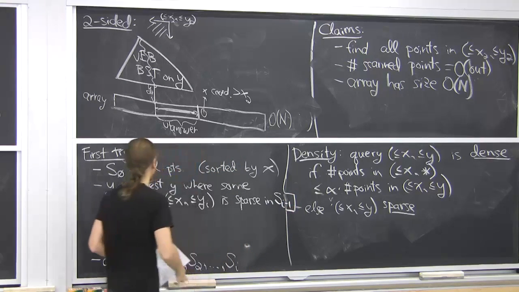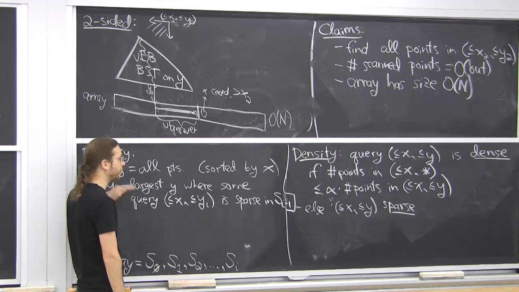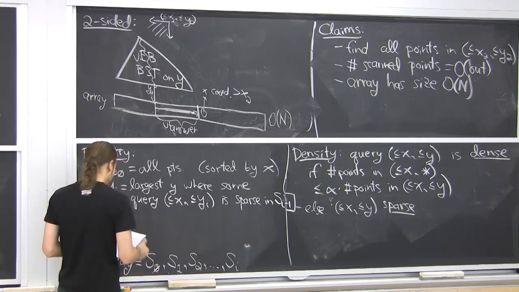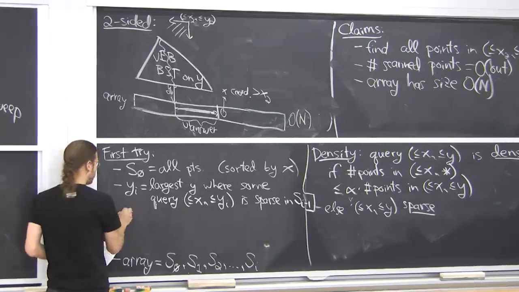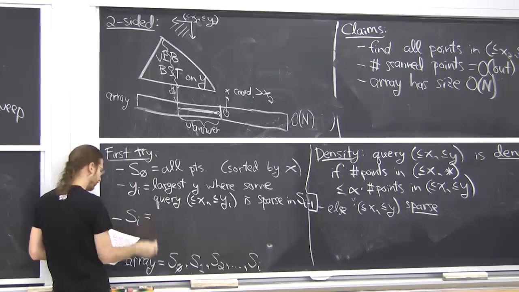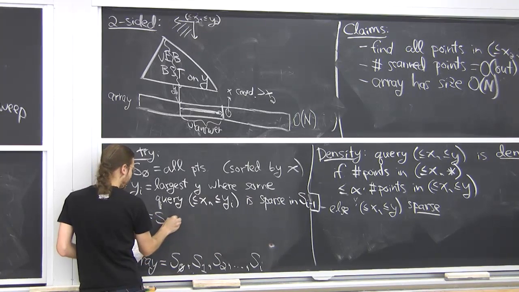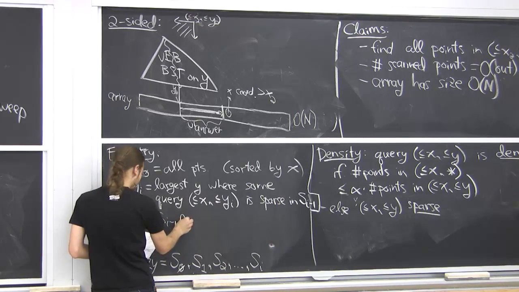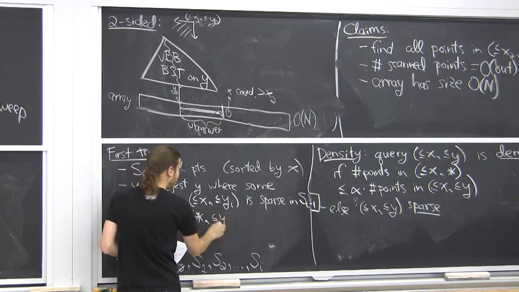Okay, so initially we have S0, all points. Y1 is the largest y-coordinate where there's, so we work our way down until there's some sparse query in S0. That's yi. So then we just filter based on that. So throw away all the points above yi. So we're going to say, take Si minus 1, intersect it with the range query, star less than or equal to yi.